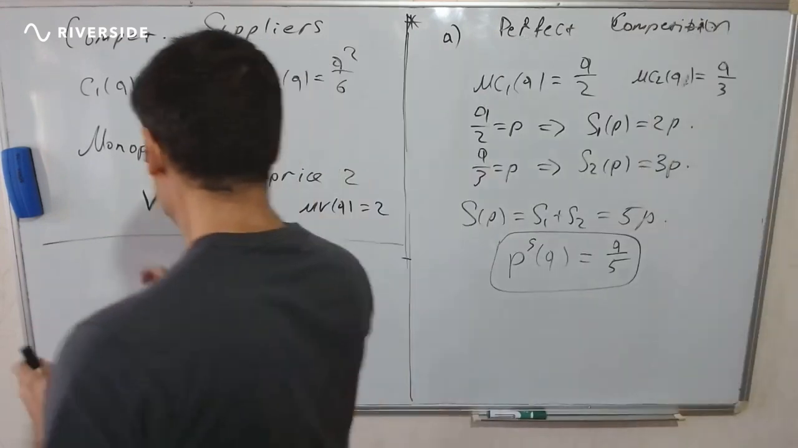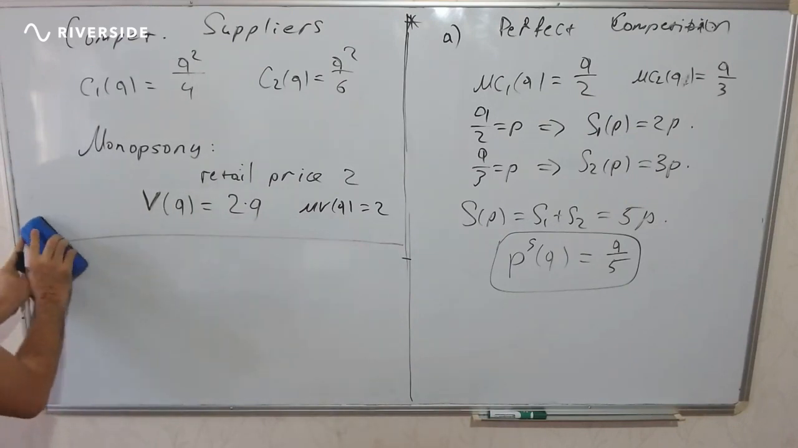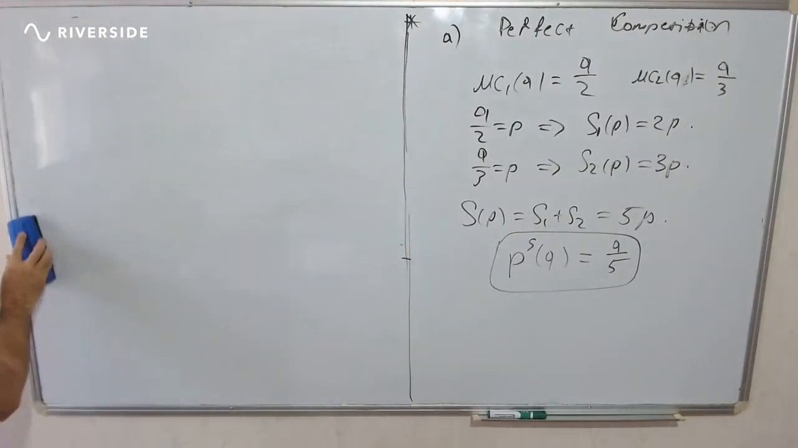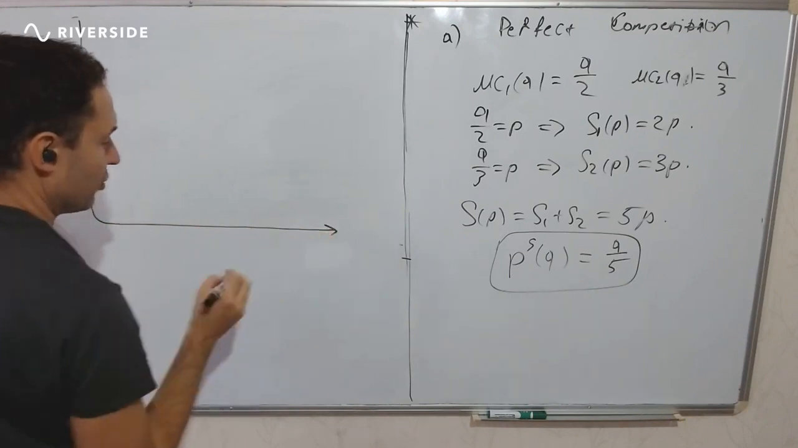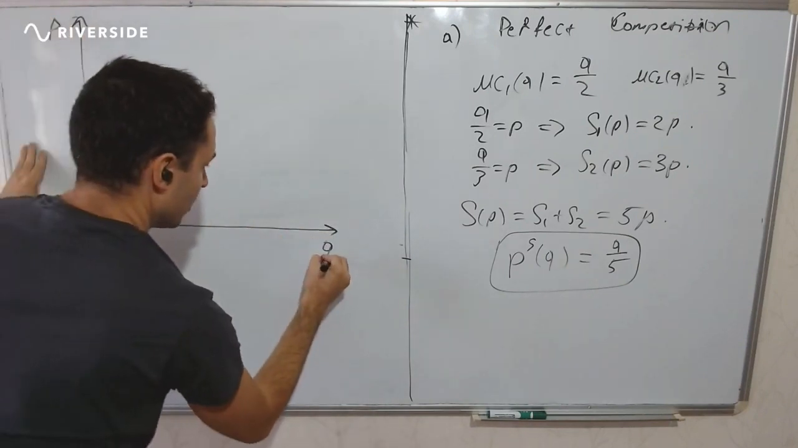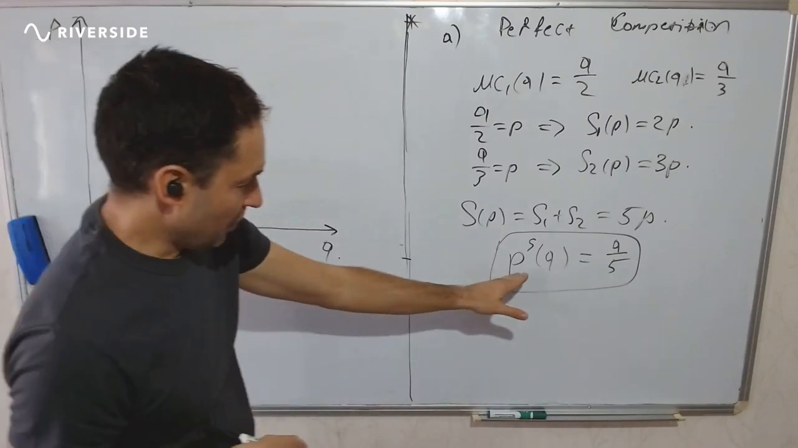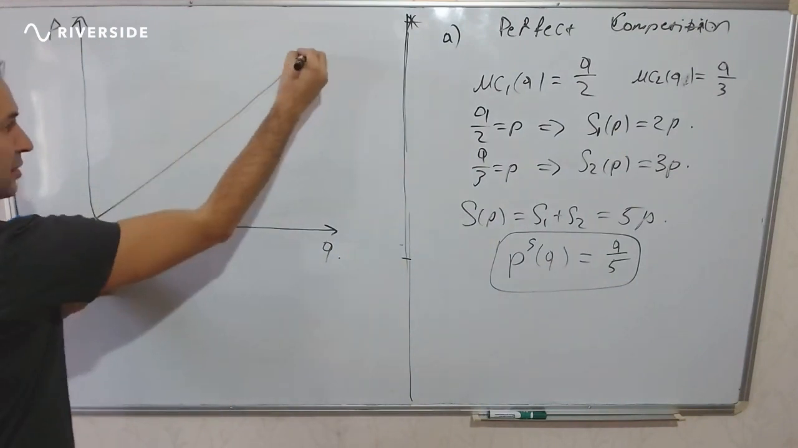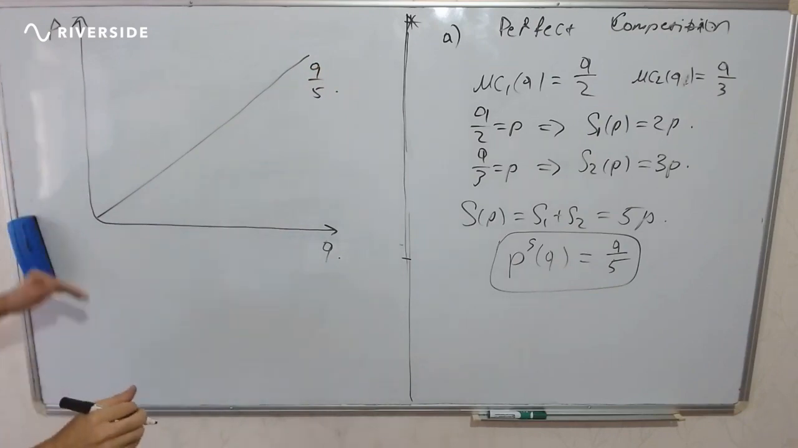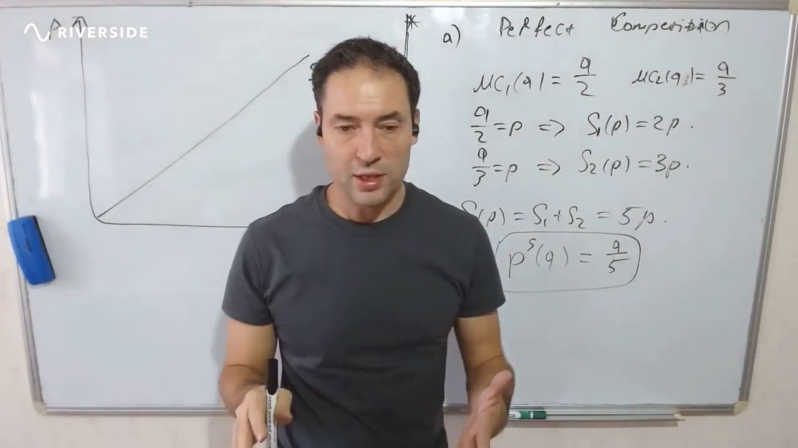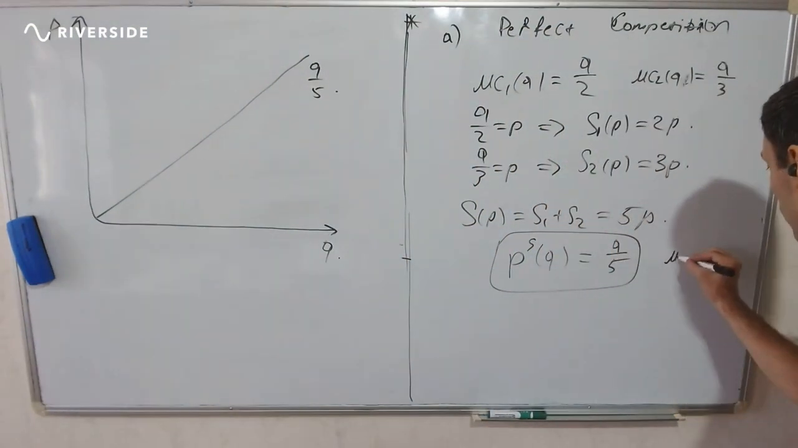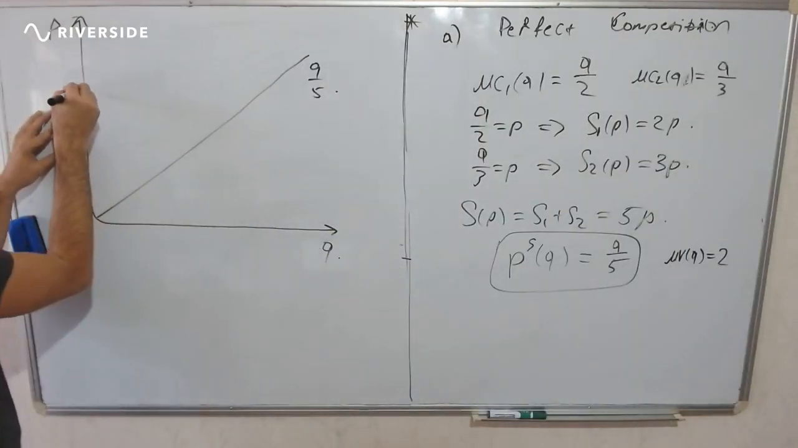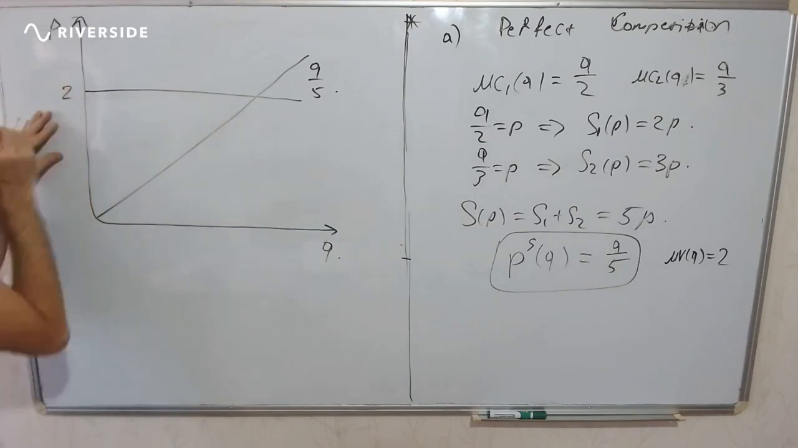Okay, so we found that. Now let's solve the perfect competition outcome, and let's do it with a picture. It's the standard picture we can draw in these cases. So we have price here, quantity here. Our competitive suppliers will supply at this level. So it starts at 0 and goes like this. So it's Q over 5. And our demand for electricity from the monopsony is given by its marginal value. Remember, the marginal value of the monopsony at any quantity is just 2. So its demand is flat, like this, at 2.